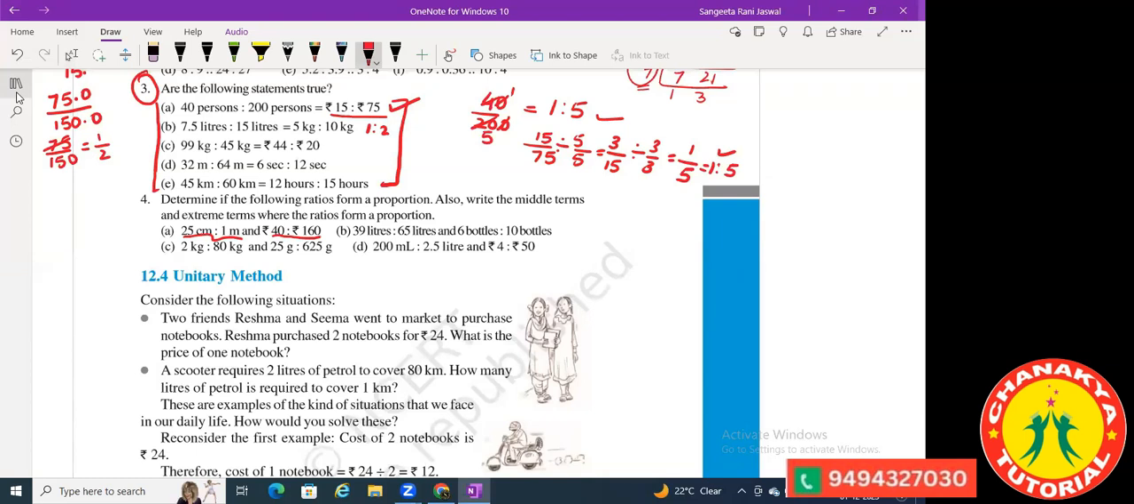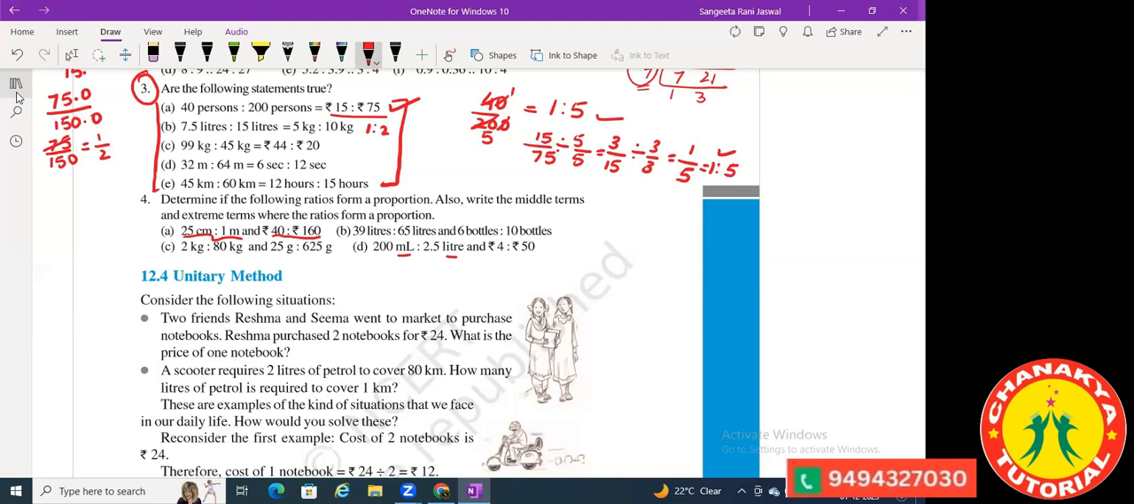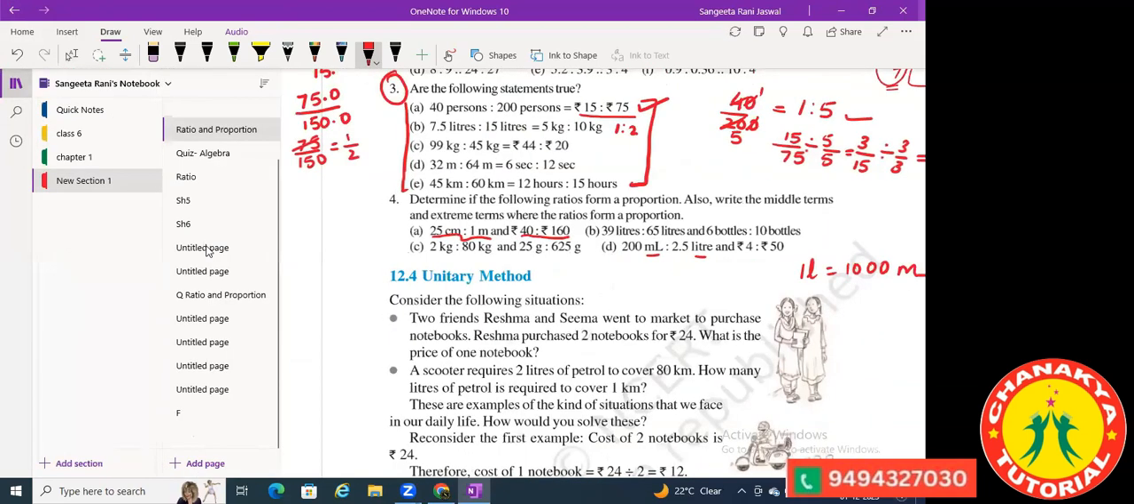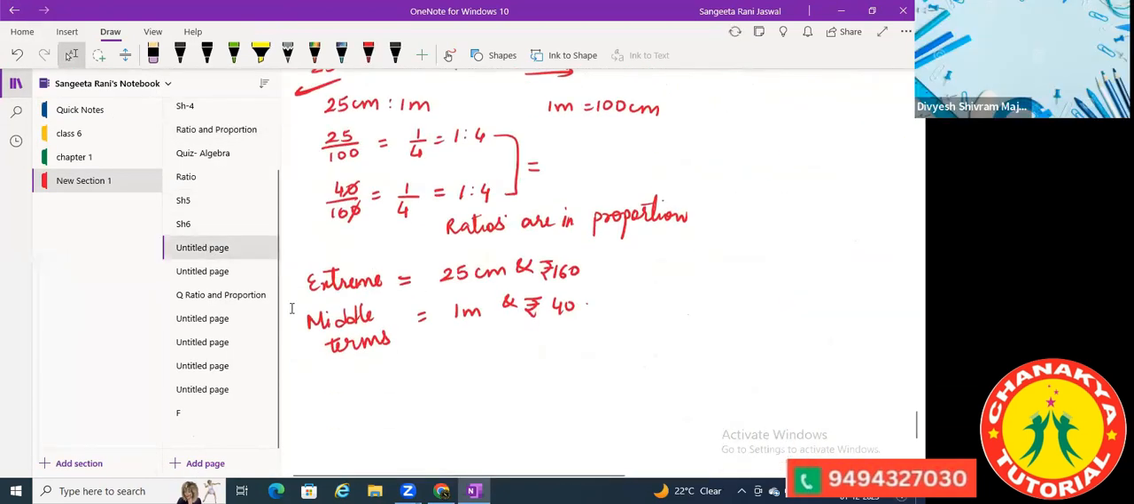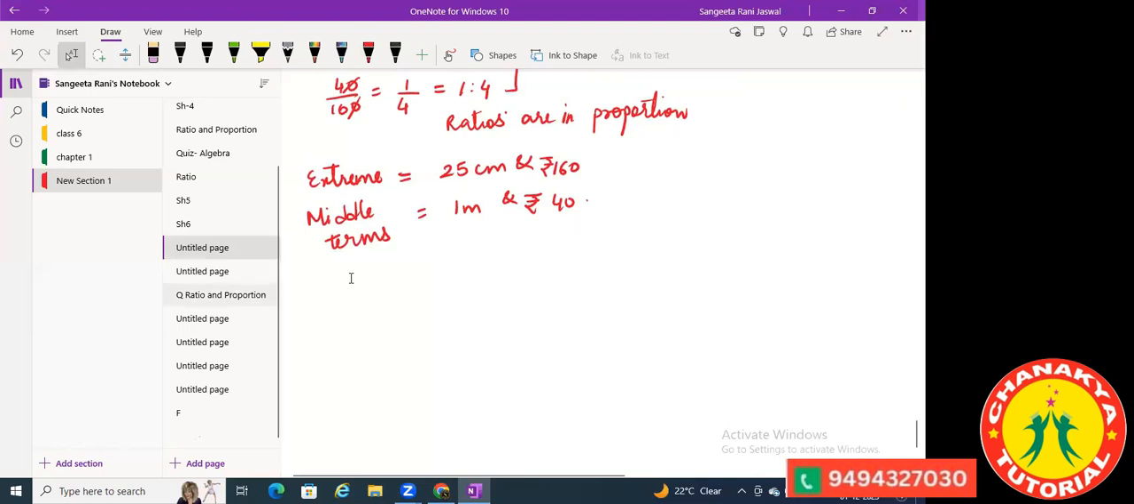Here also you have to convert. See, one term is milliliter and the other is 2.5 liter. Liter will be converted into 2500 milliliter, because 1 liter is 1000 milliliters. Ma'am, they are in proportion. In proportion? Great.